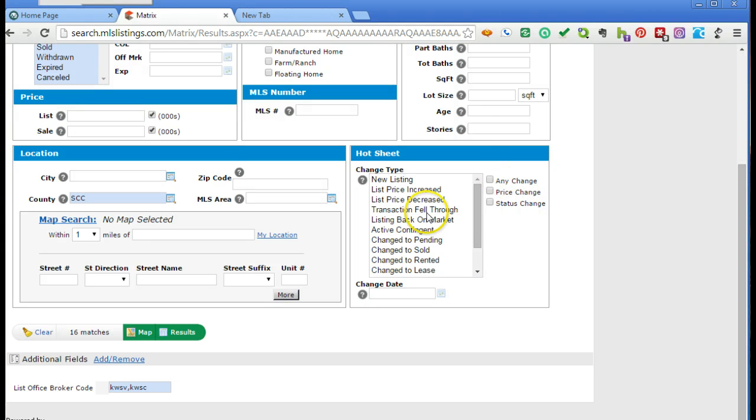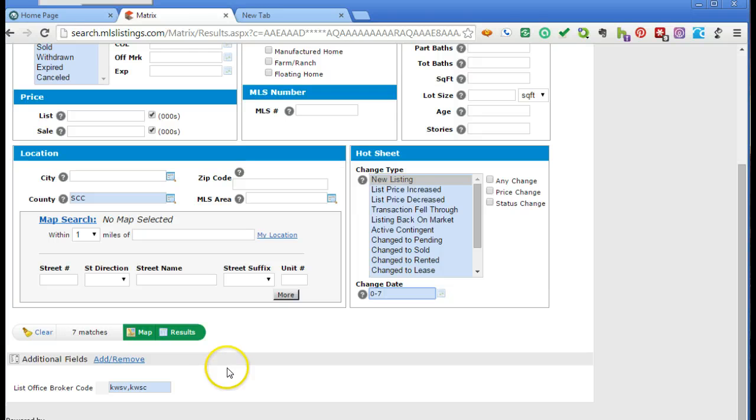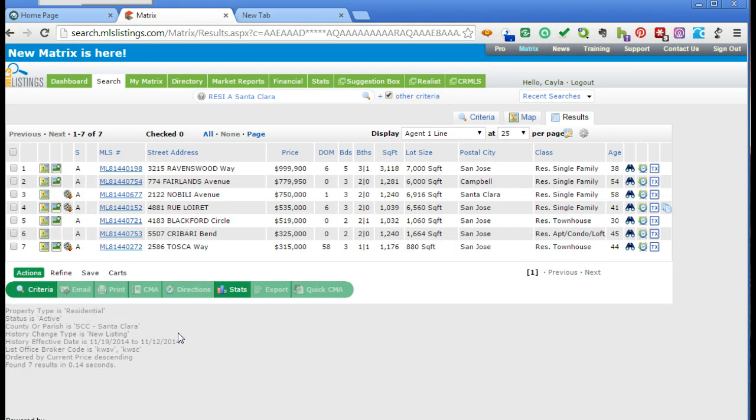But what I'm going to do is click on this button that says New Listing. You see that here? This is under Hot Sheet. Sometimes I do 0 minus, let's say, 7. So that means I want to see anything that has changed in the last 7 days. And so there have been 7 listings in the last 7 days. Is everybody with me? I'm recording this. You can slow it down. We're going to click on results. So here are the 7 listings.